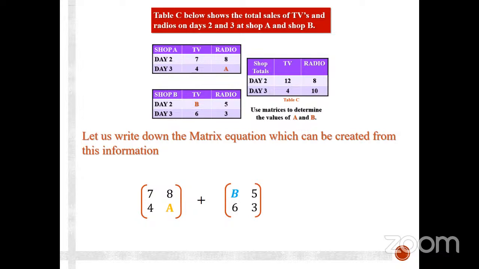All right. Do we know what this is equal to though? Do we know the totals? When we add those two, what should we get? Any ideas? I know that I need to add these two matrices, one for shop A, one for shop B. And when I add them, I am given the total sales for the 2 days. So how can I use that information from both shops?